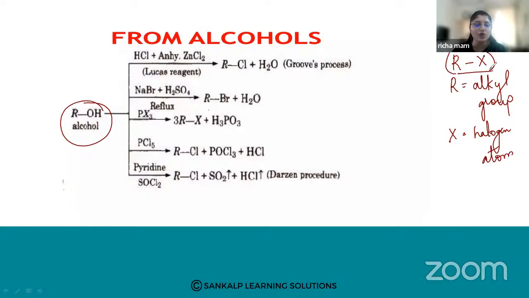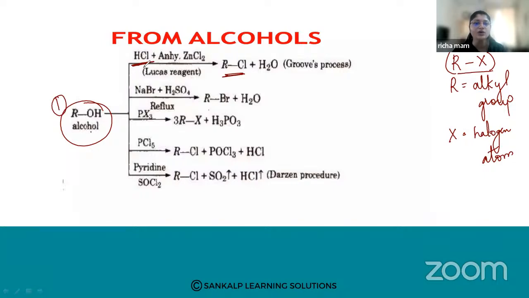Now, how will you prepare it? First is by using the halogen acids. Alkyl halides can be prepared by treating the alcohols with a halogen acid, like HCl. By treating it with HCl, you will obtain the alkyl halide. So this is the first method, using the halogen acid.